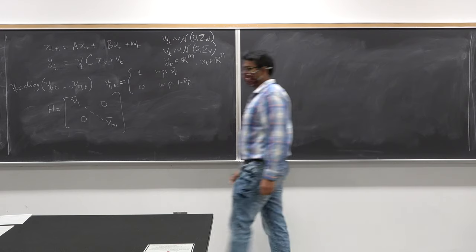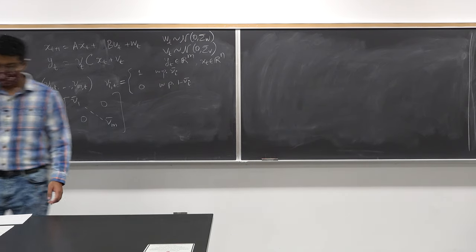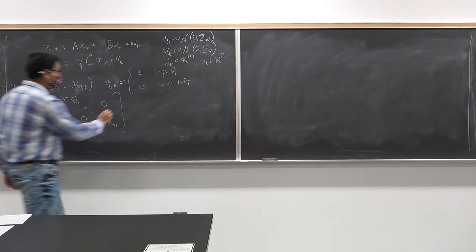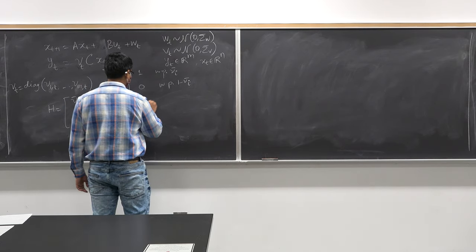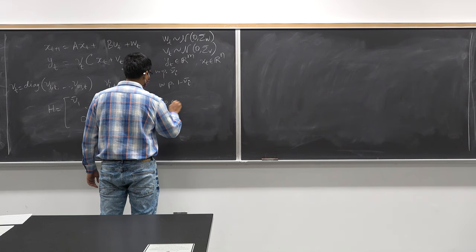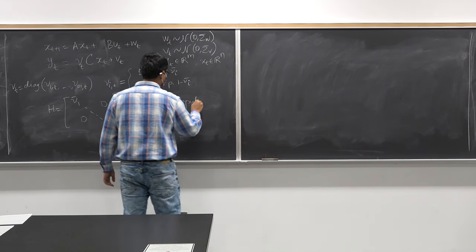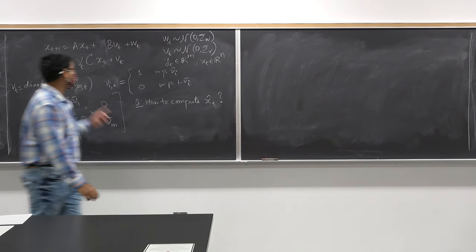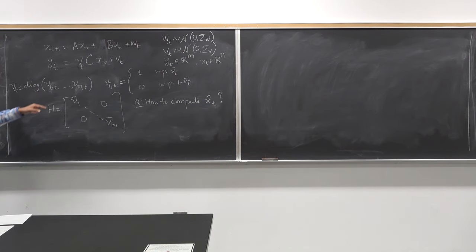Okay. So the question is, what do we do in this particular situation? How do we come up with an estimation scheme? Question is, how to compute x hat t, which is an estimate of the state given all the information that the estimator has.